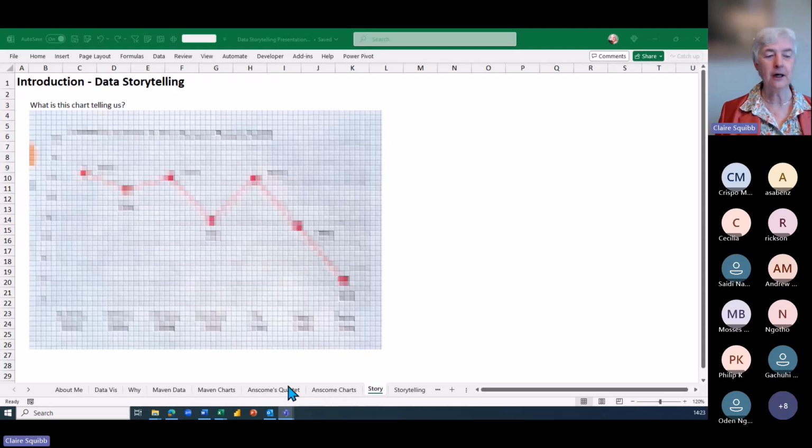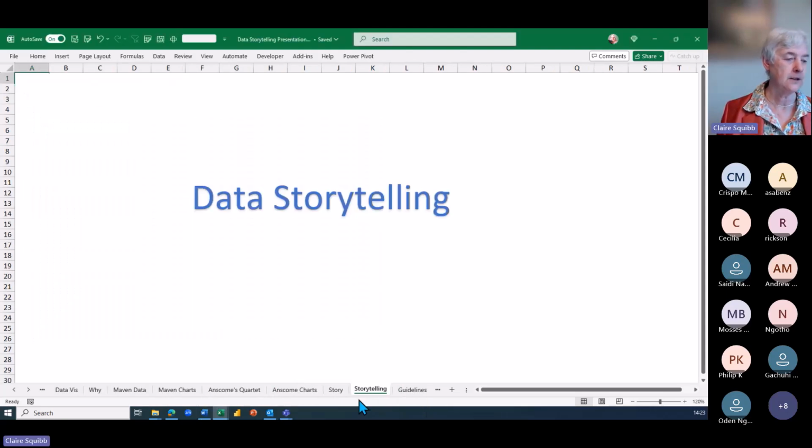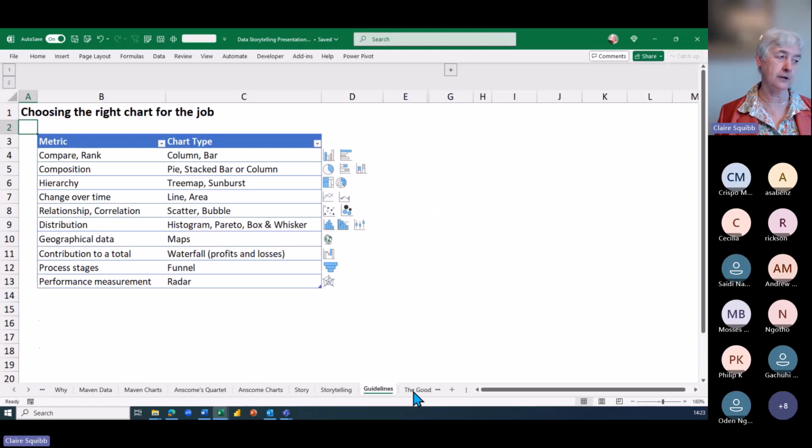So the point of a chart is to tell a story. So data storytelling is the important thing. And again, borrowed from Maven Analytics, I have some guidelines that I would like to introduce you to. So when you're producing visualizations, make sure you choose the right chart for the job.